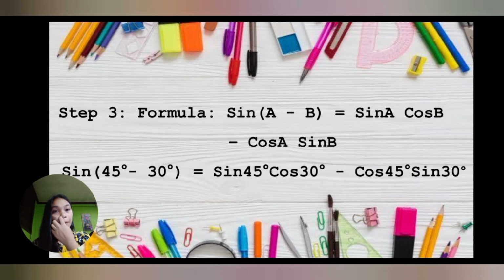So the formula that I pick is the formula of sine (A minus B) equals sine A cos B minus cos A sine B. I pick again the subtraction formula or sign. So we have this sine of 45 degrees minus 30 degrees, where our 45 is A and our 30 degrees is B, equals sine 45 degrees cos 30 degrees minus cos 45 degrees sine 30 degrees.